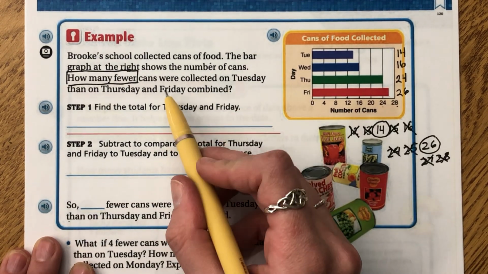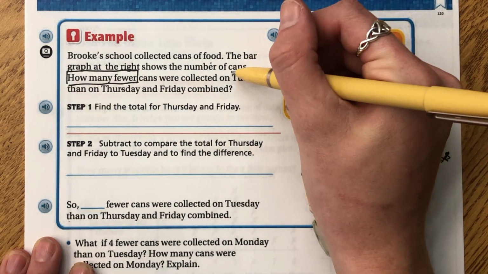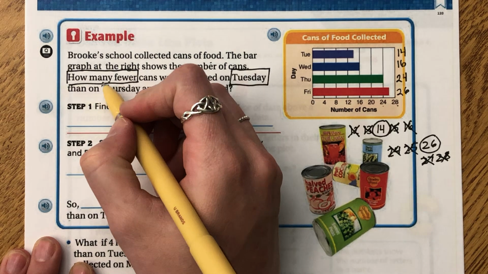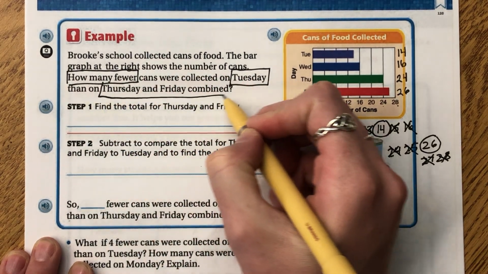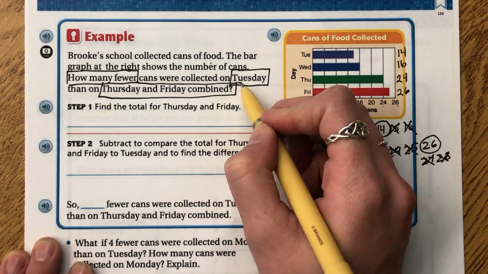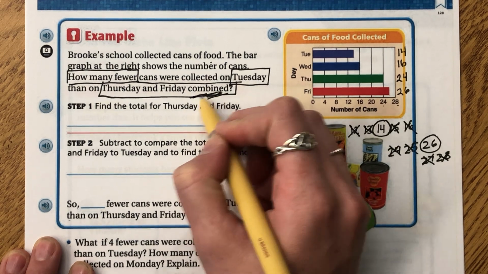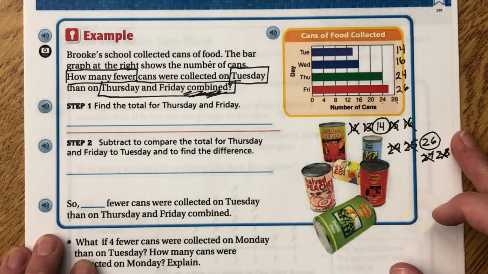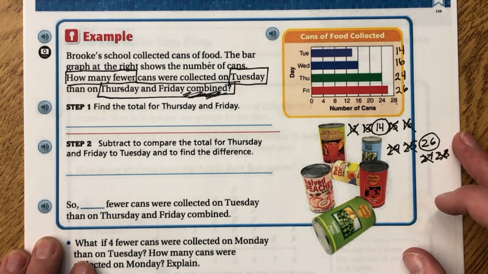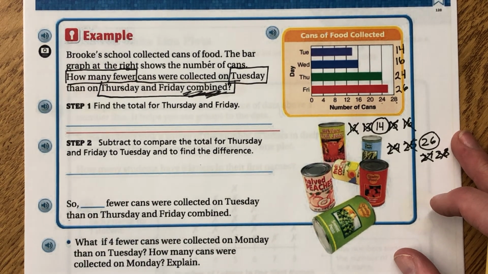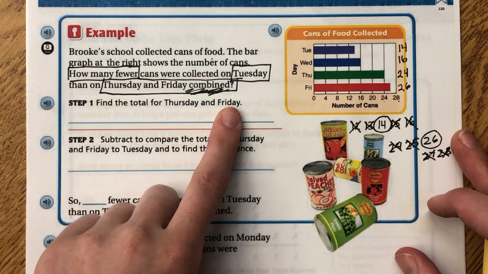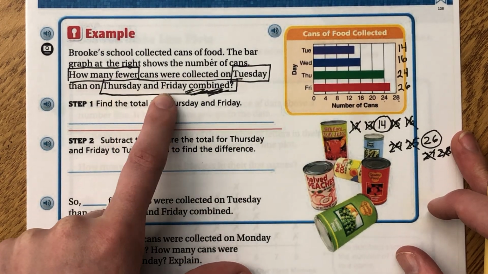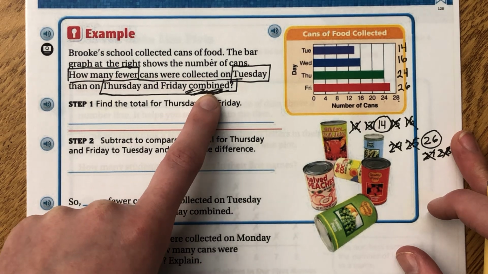And we are going to compare the ones that were collected on Tuesday to the ones that were collected on Thursday and Friday combined. When I see that lucky word combined, it tells me that I'm going to have to add before I'll be able to subtract. So step 1 says that we need to find the total for Thursday and Friday, because here it talks about the number of Thursday and Friday combined.